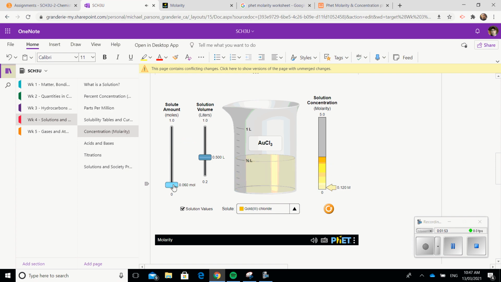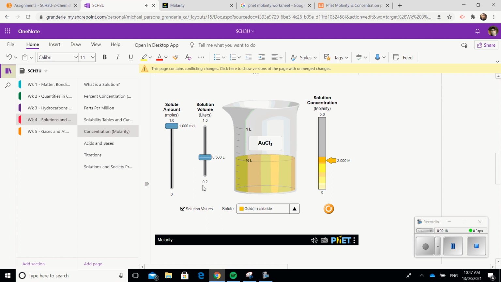What I'm going to then do is take my solute. So I pick my solutes out of this list. For example, let's do the gold 3 chloride here and see what happens. So let's start adding some of this stuff in. Notice how the solution's getting darker and darker and darker. That's because you're adding more of this material in.